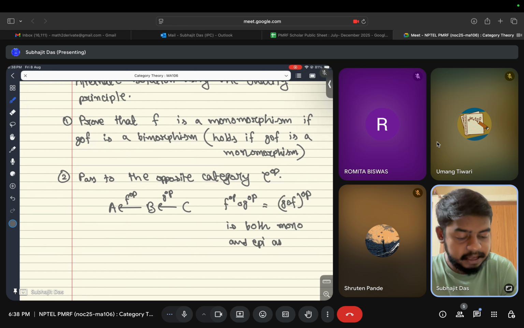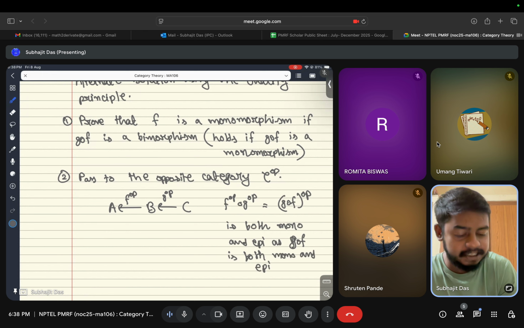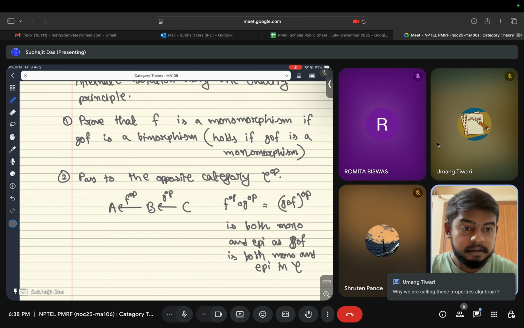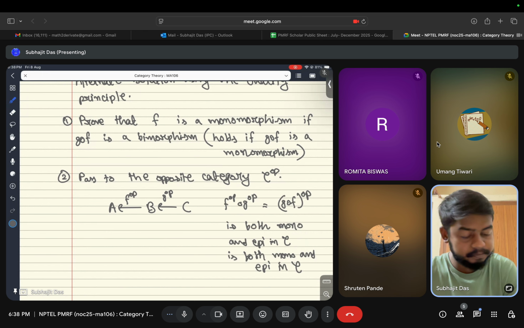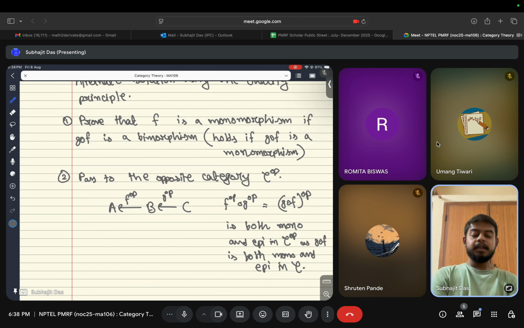in C op, as G composed F is both mono and epi in C. Right, so this composite morphism is both mono as well as epi in C op.